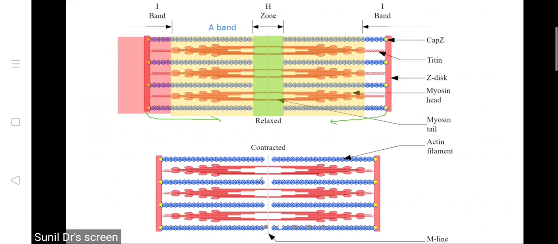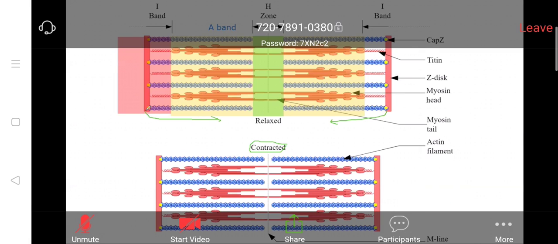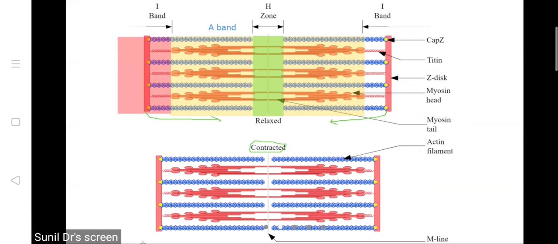Once again, see here, this is the contracted state. Now what has happened? Initially the Z line was here. Now from here it has moved to here, and from here it has moved to here. That means it has contracted. This entire sarcomere has contracted. What has happened to the bands?